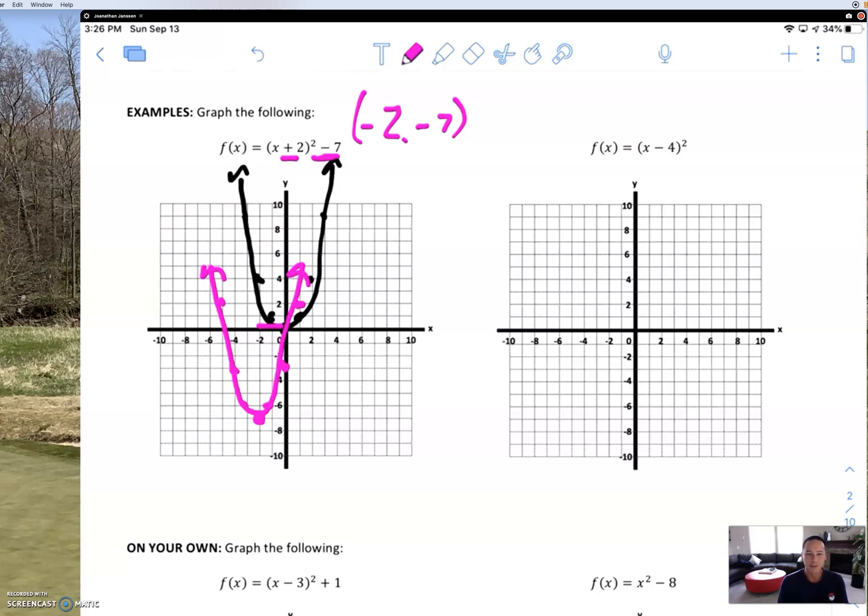You'll notice we're not really changing the a value at all. We can get to that later. Right now we're just looking at how that vertex changes. Let's take a look at the next one.